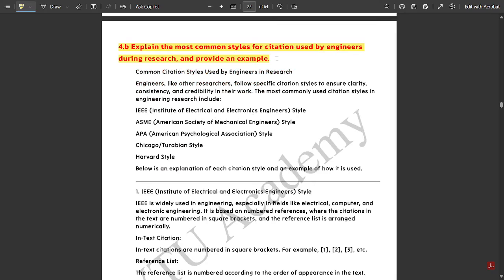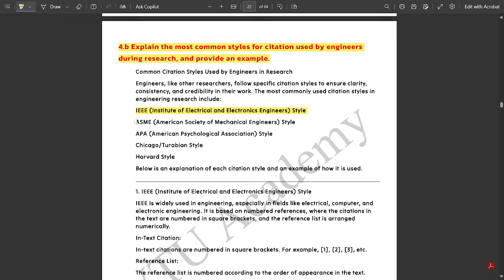Explain the most common styles for citation used by engineers during research and provide an example. Common citation styles used by engineers in research: engineers, like other researchers, follow specific citation styles to ensure clarity, consistency, and credibility in their work. The most commonly used citation styles in engineering research include the IEEE format, Institute of Electrical and Electronics Engineers. This is the most common type of citation used by most engineers nowadays, for example, when submitting a paper in IEEE format. So this is the most common citation used.